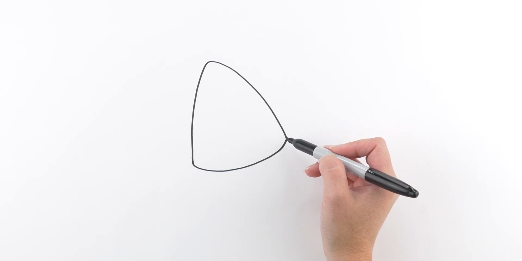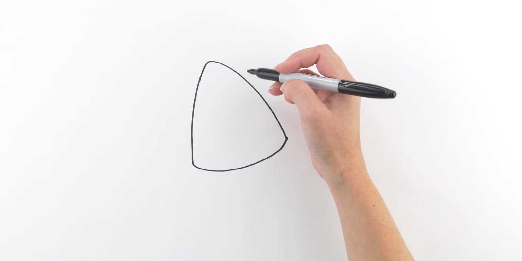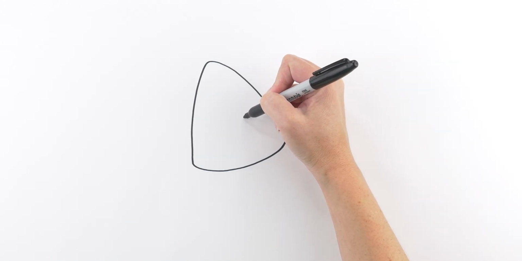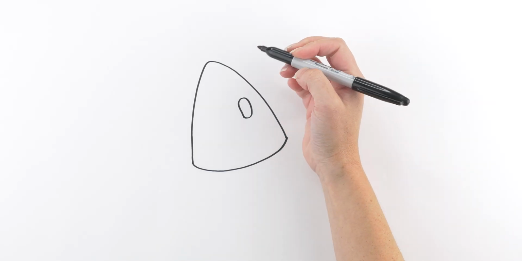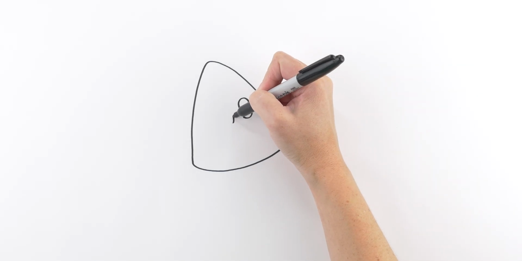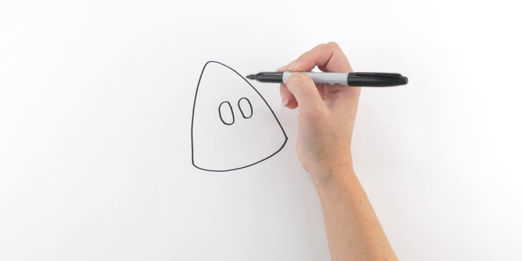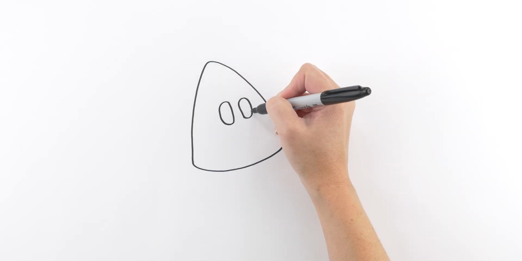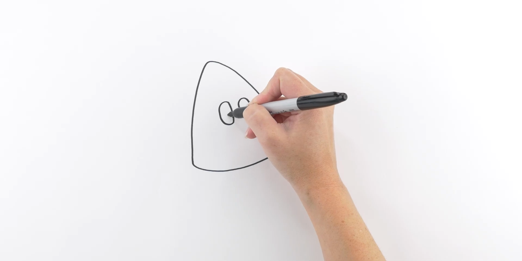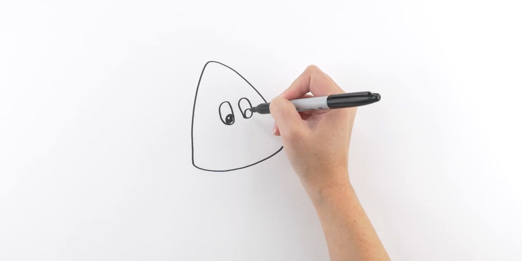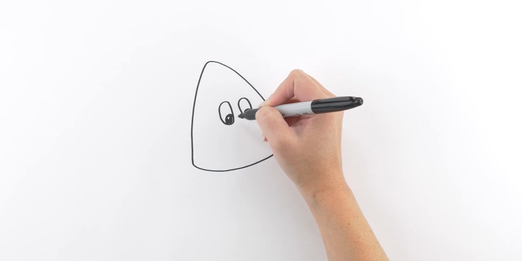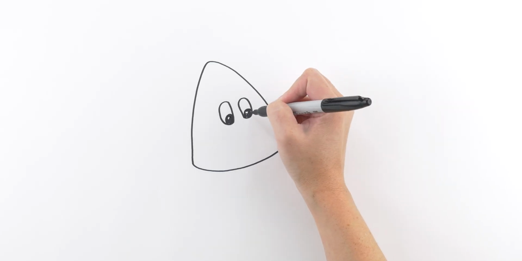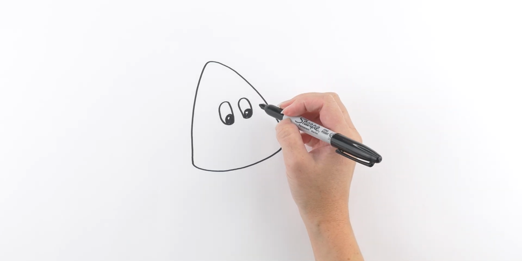All right, we're going to add the face onto our candy corn character first. So the first thing we'll do is add the first eye. One oval. And two ovals. Two pupils. Now this candy corn character is going to be scared. He's going to be afraid of two spiders that we'll add on here.